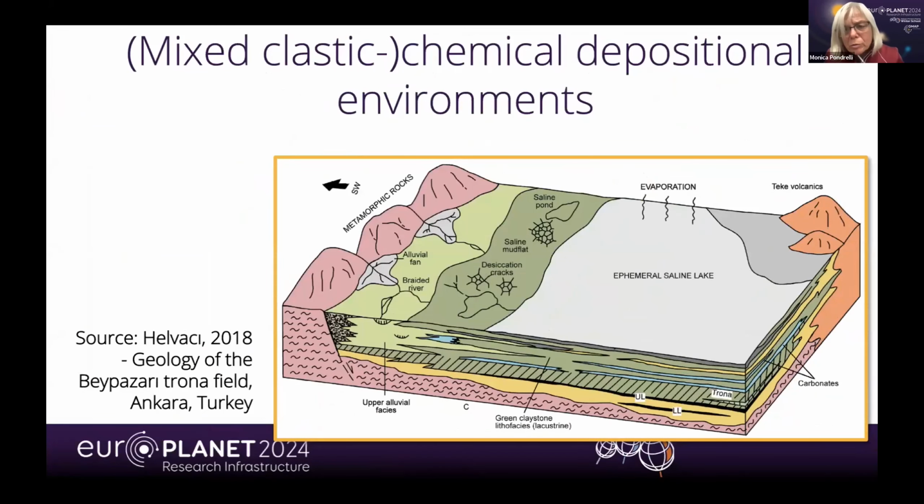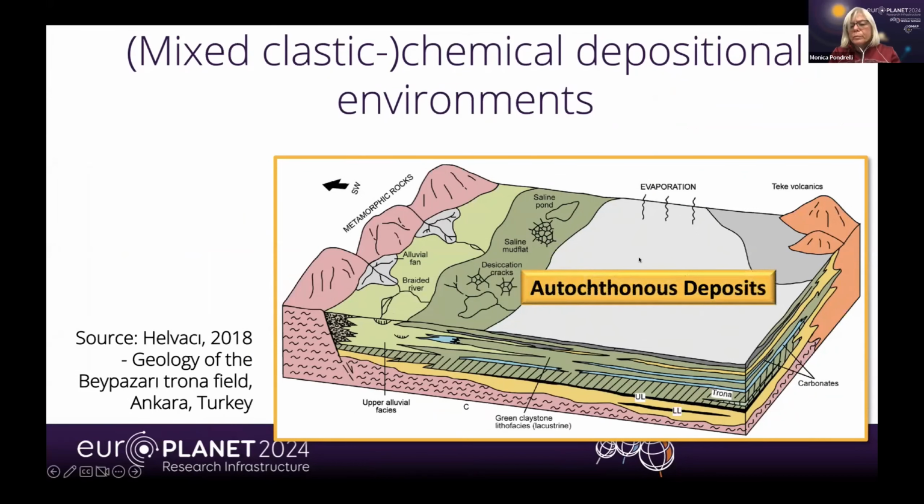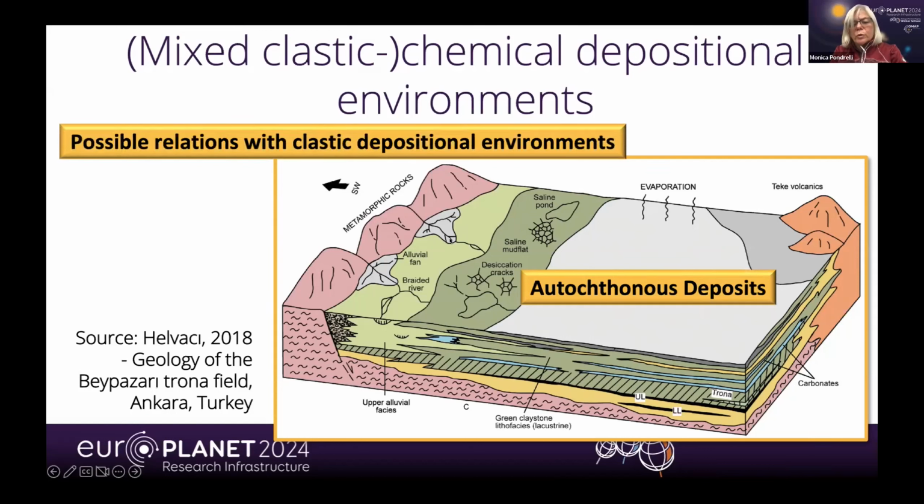Then we have chemical depositional environments. In this case, high rates of evaporation lead to precipitation directly inside the basin. So these are autochthonous deposits which are formed in the very same basin where we find them. Then some possible relation with clastic depositional environments here in the basin margins is also possible.